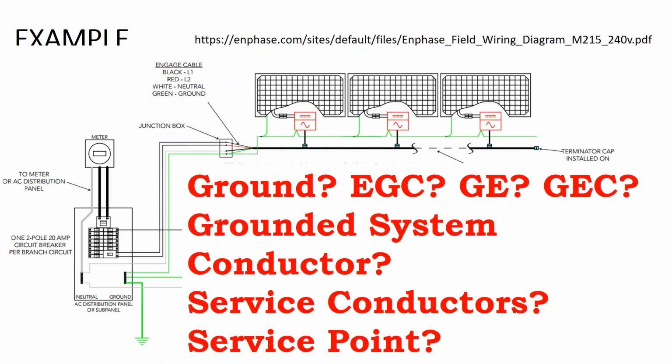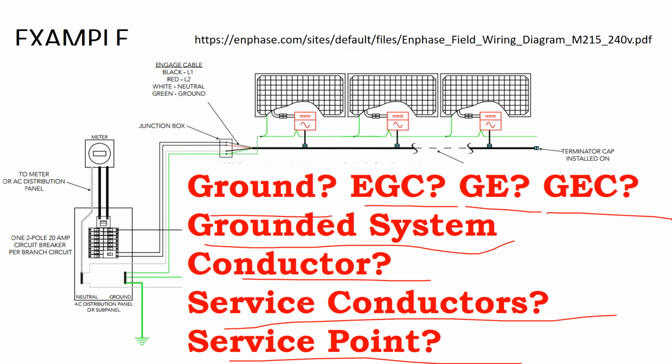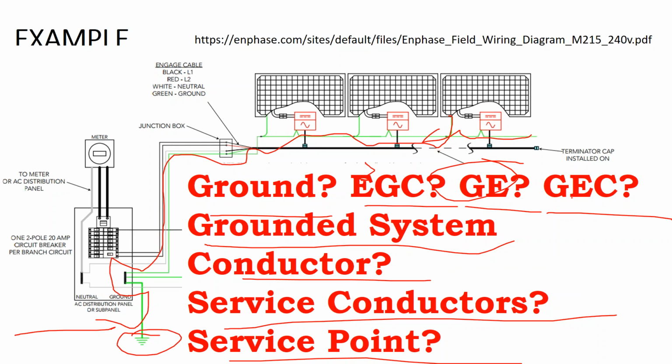So looking at the system, what's the ground, what's the equipment ground conductor, what's the grounding electrode, what's the grounding electrode conductor, and then we also have the system grounding conductor, the service conductors, and the service point. So the ground is the earth. The equipment ground conductor is the conductor that connects all metal parts to ground. The grounding electrode is the actual ground rod or ground plate. The grounding electrode conductor is the part of the equipment ground conductor system that's a little bit thicker. It's your last stop to ground.